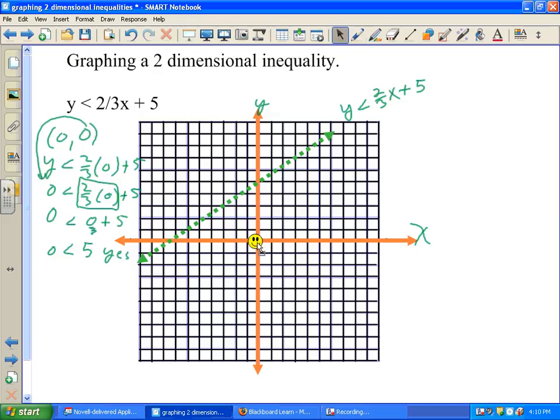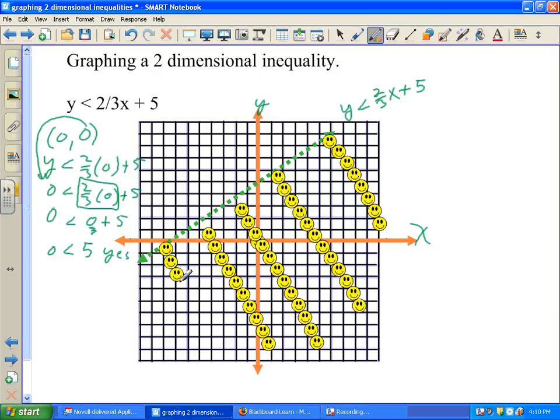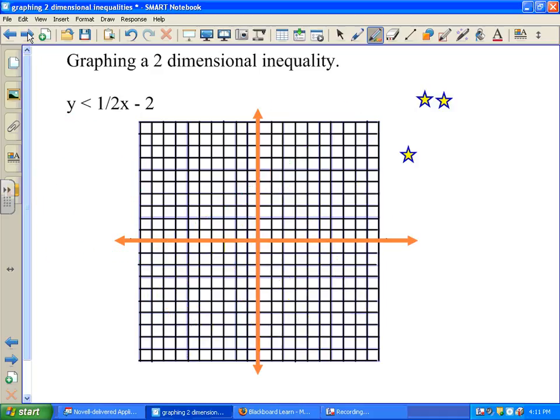If it's yes, that means that this has to be shaded. Well, if this has to be shaded, everything on the same side of the line as the smiley face has to be shaded. So I am going to shade that side of the line. If it was no, that means I would have to shade the opposite side of the line. Now I am finished. I want you to try graphing this two-dimensional inequality. Hit pause now, and then I'll show you the solution in a few moments.